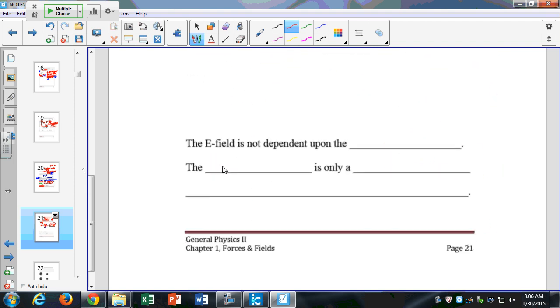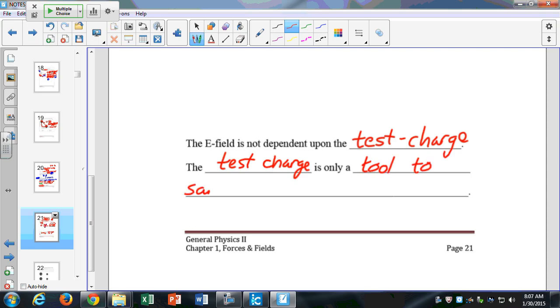All right. So the electric field is not dependent upon the test charge. That test charge went away. And so the test charge is only a tool to sample and define the electric field. We'll use it more particularly to find the direction of the electric field.